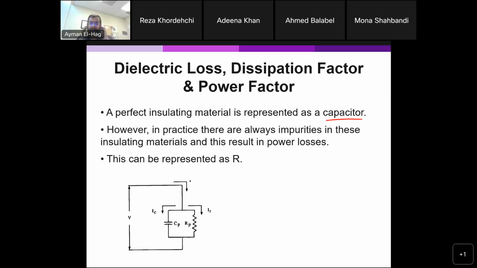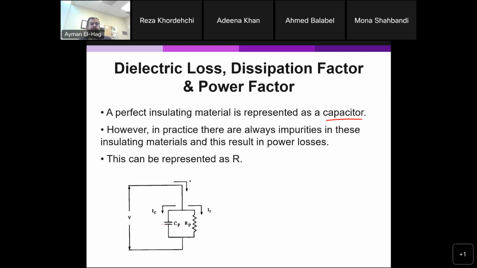Okay, so in practice, you can represent the dielectric material or the insulating material as either a resistance in parallel with the capacitor or a resistance in series with the capacitor.